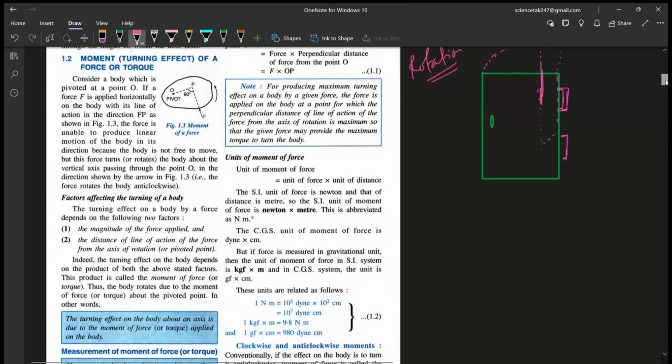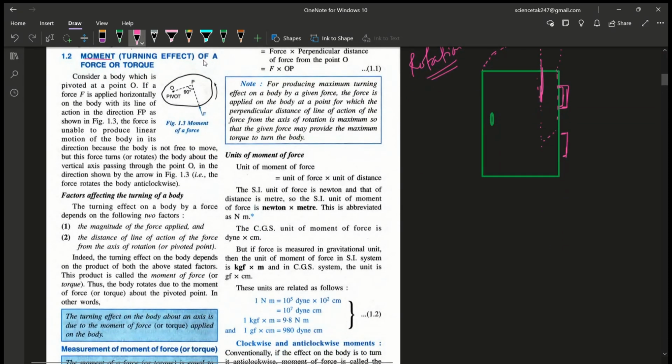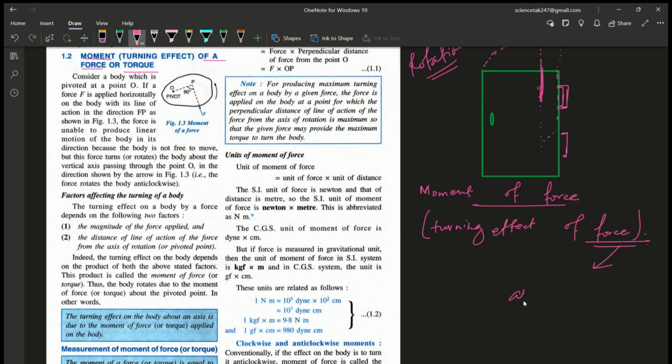Now, moment of a force or torque. Moment of force is nothing but the turning effect of force that takes place when this force is applied at a suitable point on a pivoted object.